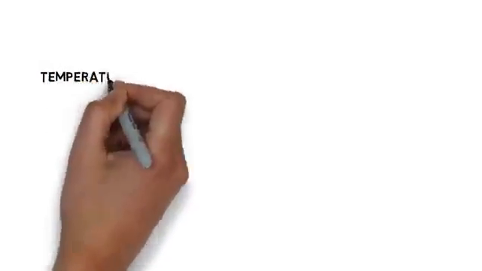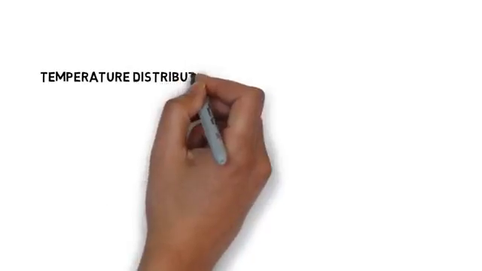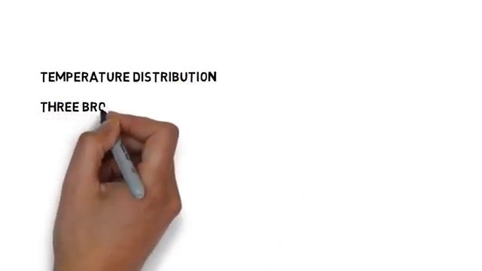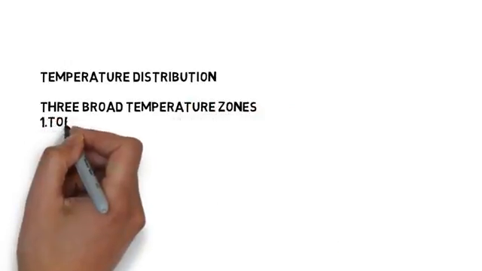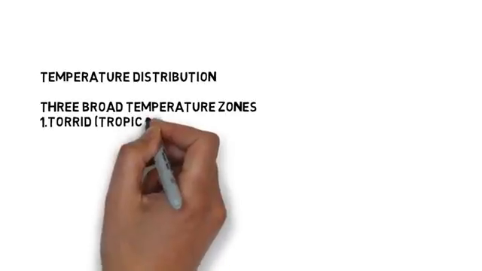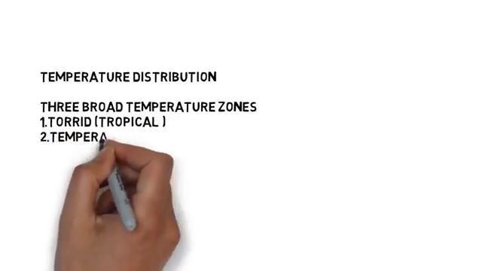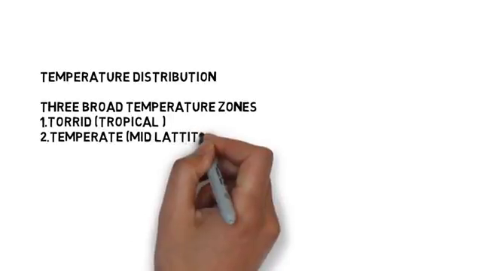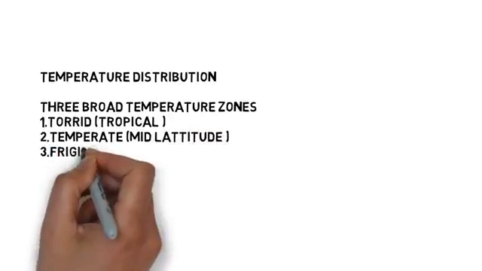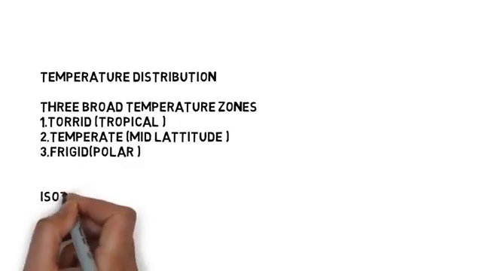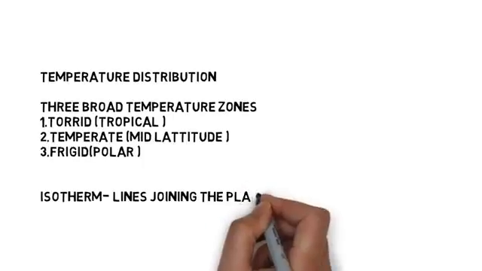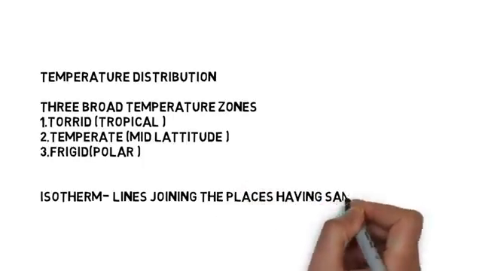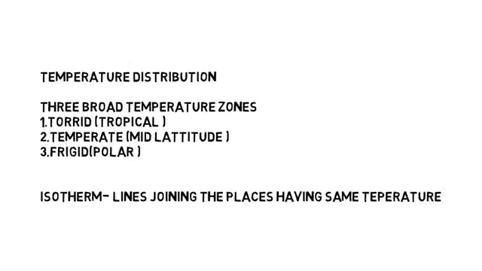Now let us understand temperature distribution. Although there are great variations in temperature distribution, we can broadly divide the globe into three temperature zones. First, there is the torrid zone, the tropical region between the Tropic of Cancer and Tropic of Capricorn, where the temperature remains high. Then the temperate zone, the region above the tropical zones, mid latitude areas where the temperature remains moderate, and then the frigid zones, the polar areas where the temperature remains very low.